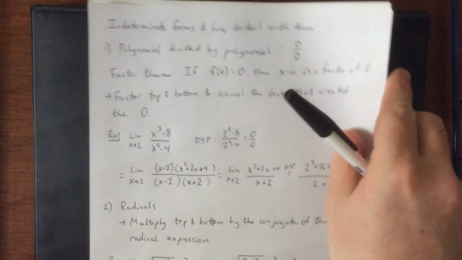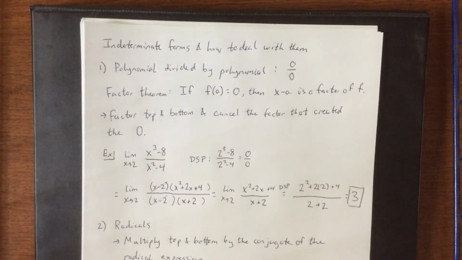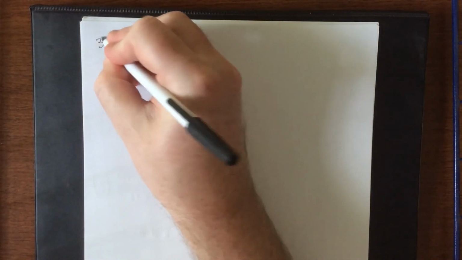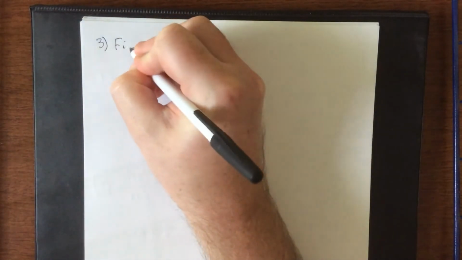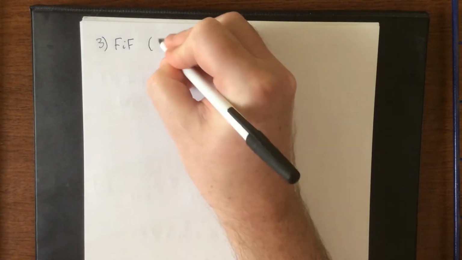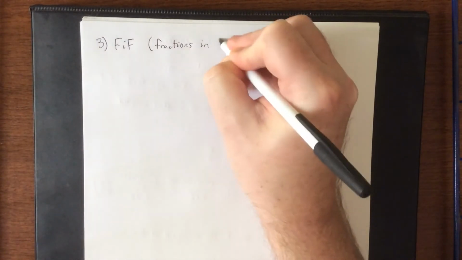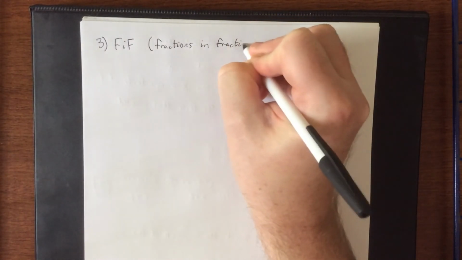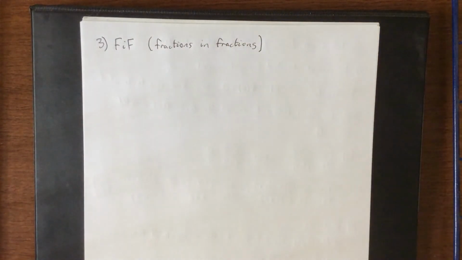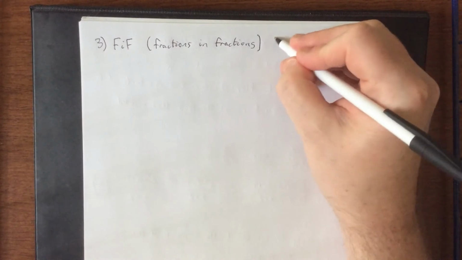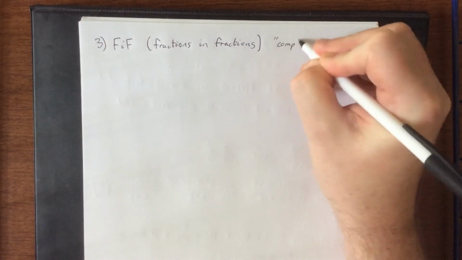The third and final case that we're going to talk about, let's save some paper, we'll write on the back of this sheet. Third and final case is what I like to refer to as fifth, which is fractions in fractions. The unofficial title for this is Yo Dog, I heard you like fractions, so I put fractions inside of your fractions. The official term for this is a complex rational expression.